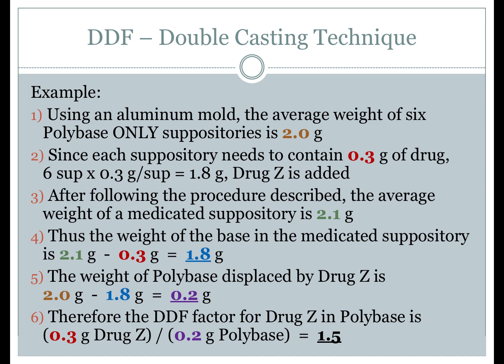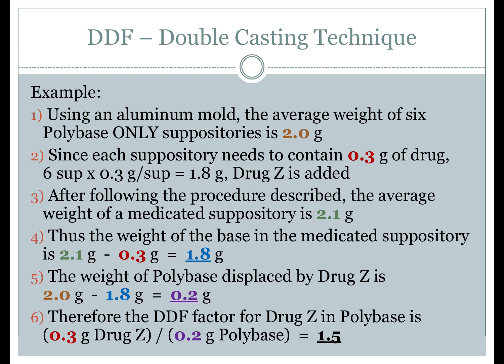Upon completing the double casting technique, we find that the average weight of a medicated suppository is 2.1 grams. Next, to determine the weight of base only in the medicated suppository, subtract from the weight of the medicated suppository, which was 2.1 grams, the amount of drug per suppository, which was 0.3 grams, to determine that the weight of base in that suppository was 1.8 grams.